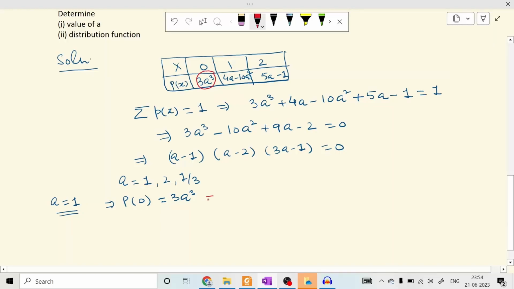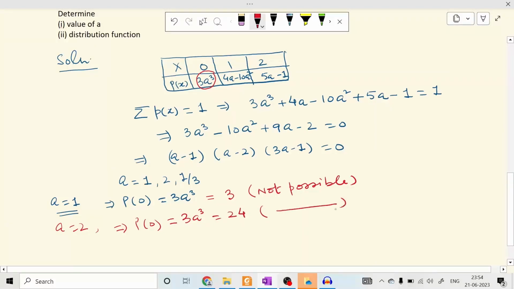So you will obtain p0 is equal to 3a cube. Now if you put a is equal to 1, this is coming out as 3, which is not possible, because the maximum possible value of the probability is 1. So this 3 is not possible. Similarly, if you consider a is equal to 2, then p0 as 3a cube is coming out as 24. Again, it is not possible.